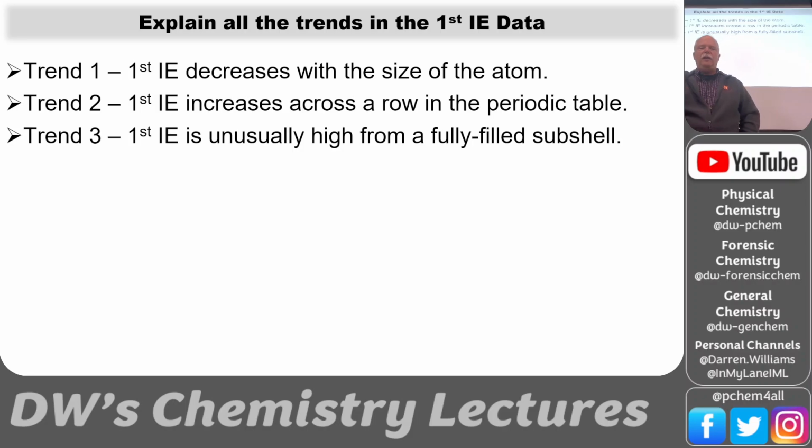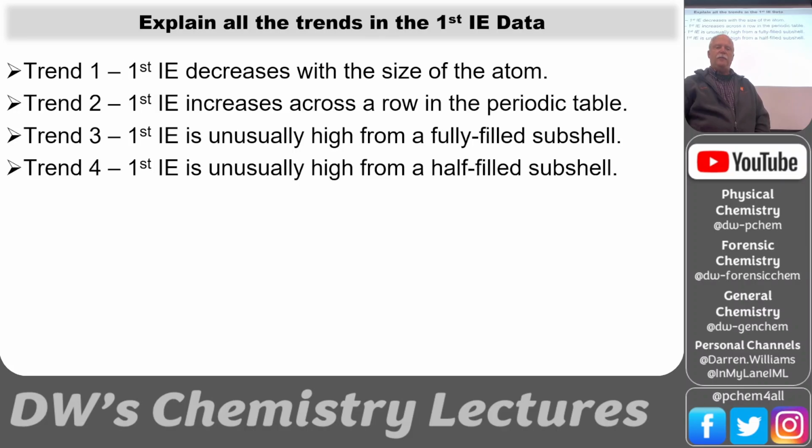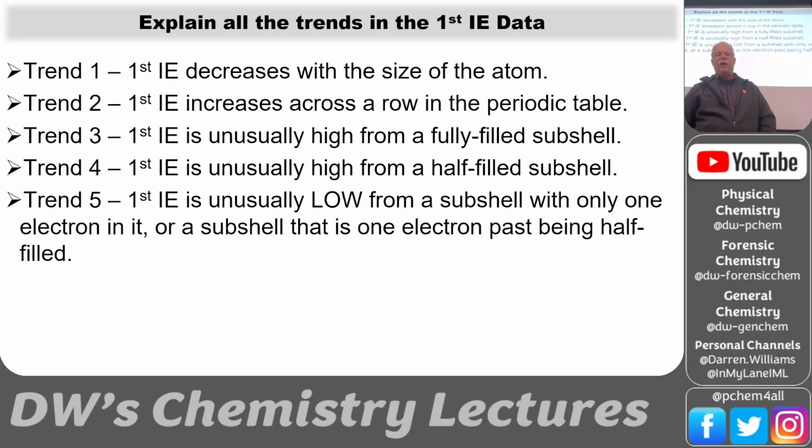And then these next three trends are the unusual things we see. We see these little wiggles in the data. The first two trends are the macroscopic trends, and then the third, fourth, and fifth trends are unusual. Trend 4 is unusually high from half-filled subshells, and then trend 5 is unusually low from a subshell with only one electron in it, so one electron past a fully filled subshell.